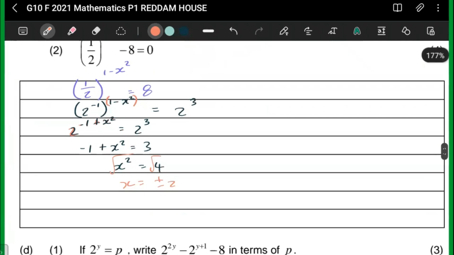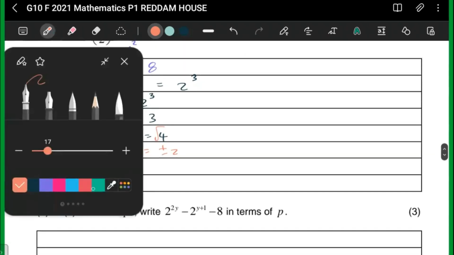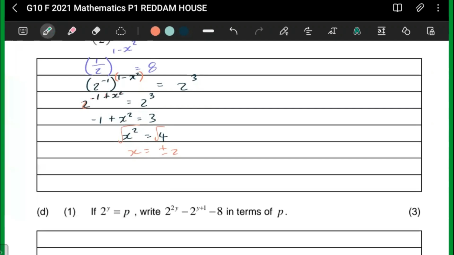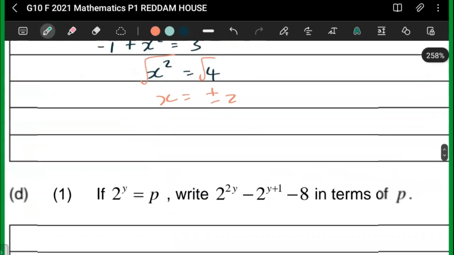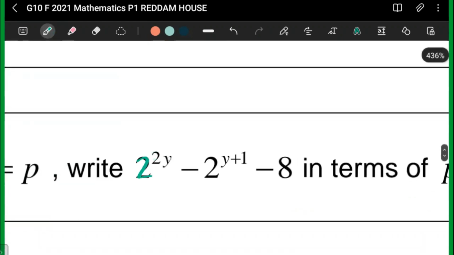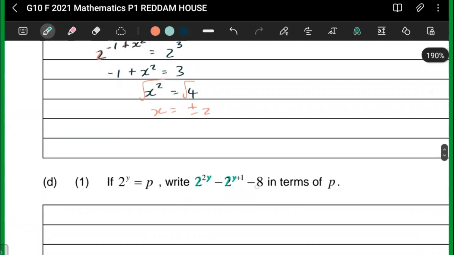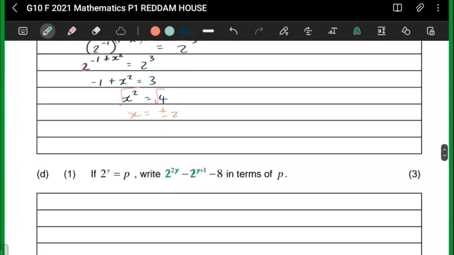So let's move on to D. Moving on to something like D, right? We have to keep things nice and slow, as we said. So always look out for things that stand out. Like here, they're saying 2 to the power of y is p. Here you can see there's 2 to the power of y technically, and then also here 2 to the power of y as well. Then they said write this in terms of p for only 3 marks.